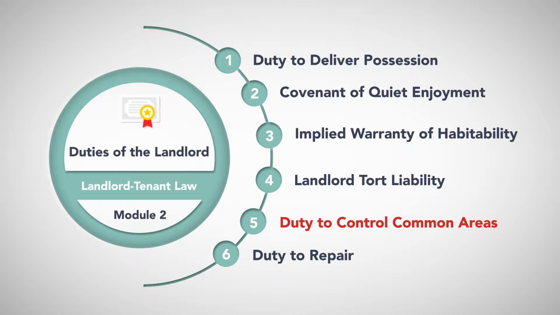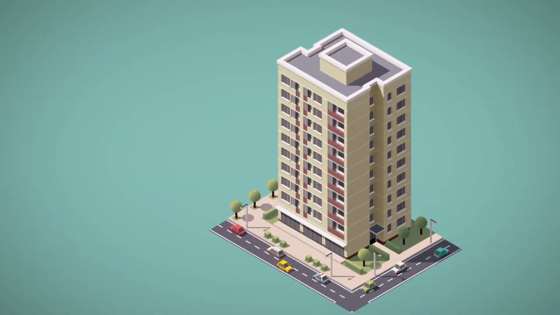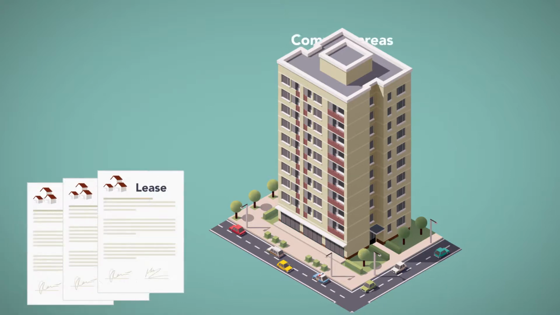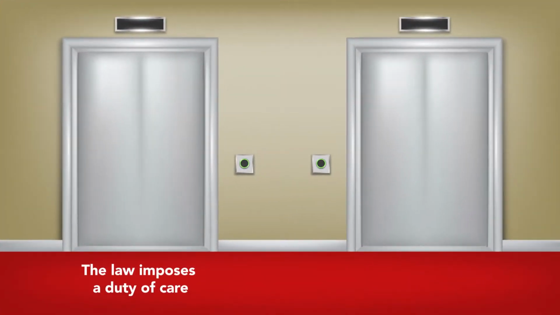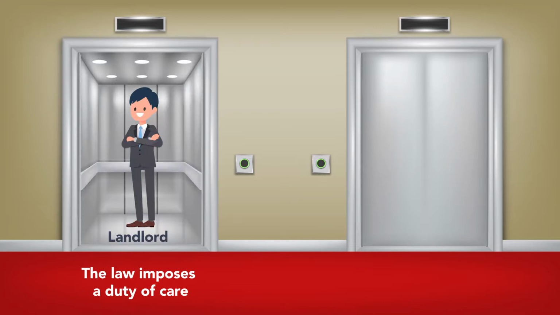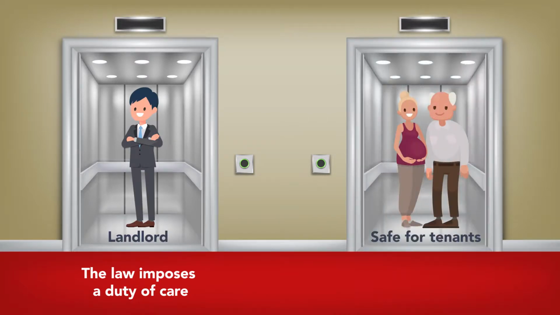Duty to control common areas. It is common in residential buildings with multiple leases to have common areas, like hallways, entranceways, and staircases, which are shared by the tenants. The law imposes a duty of care on the landlord to maintain these common areas and ensure they are safe for tenants.